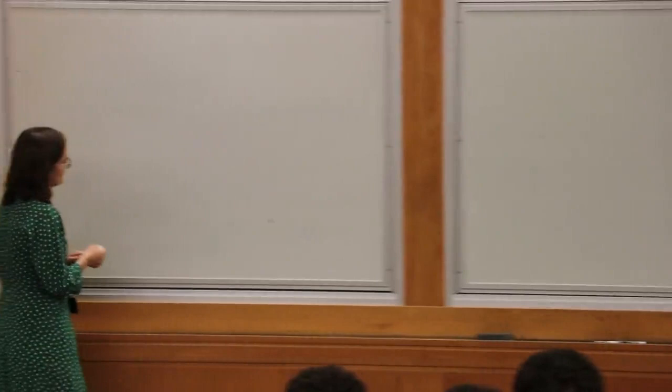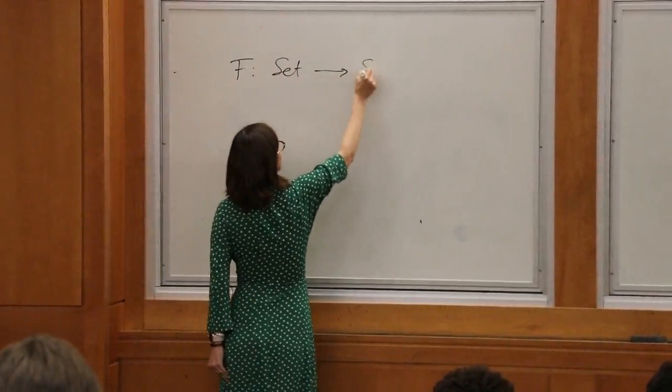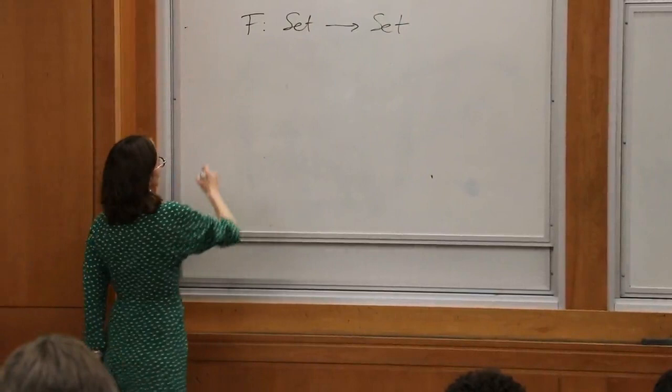So I'm going to recall the end of the last lecture because we kind of stopped at a strange place with the definition of algebra. And then we'll take it from there. If you remember, last time we ended by defining functors in Set. So if F is a functor in Set, then we defined an algebra for F.